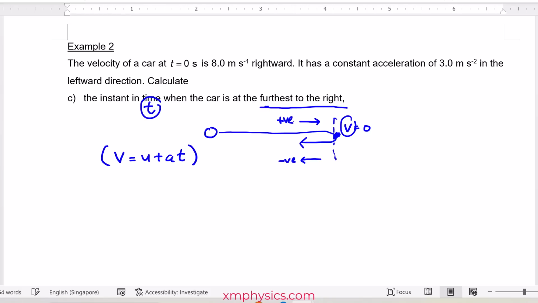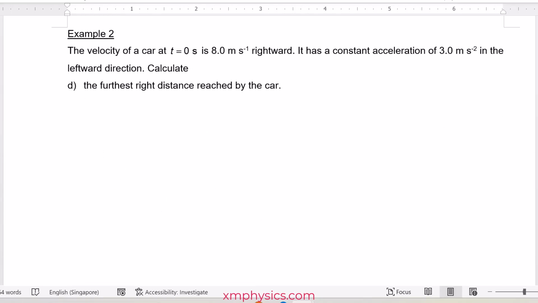So we are interested in the instant when the velocity is 0. Now the rest is plugging in numbers. Remember, the acceleration is leftward. So pick up your calculator. Turns out the number is 2.67 seconds.